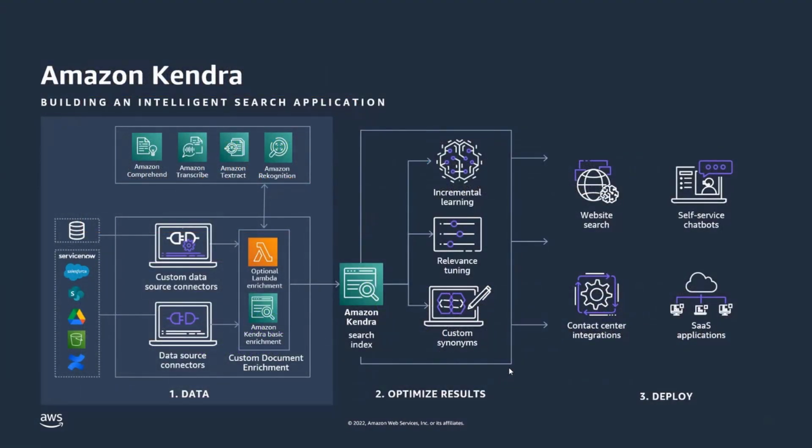So when you're thinking about building an intelligent search application, here's what a high-level workflow would look like. First is going to be your data step in terms of how are you preparing and ingesting your data into Amazon Kendra. The second is how do you optimize the results of the search experience. And the third is how and where you deploy your search application. For the discussion today, we're going to be focusing on the first step, the data step. We'll be talking more about how Amazon Kendra connectors work with a variety of native connectors that we support, custom data source options, and how we work well with some of our other language AI services like Amazon Comprehend, Transcribe, Textract, and Rekognition.